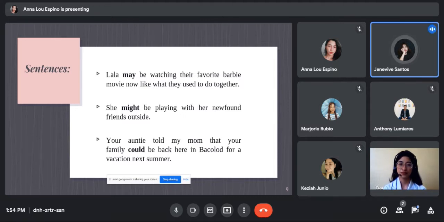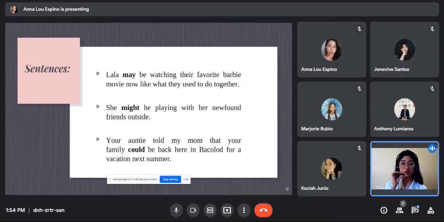The second sentence, ma'am, implies that there's a possibility that Lala is already playing with her newfound friends now. Very good. So might is the modal used for possibility.